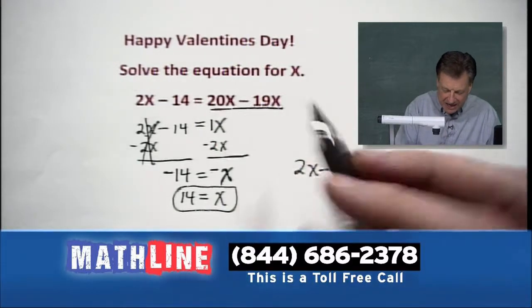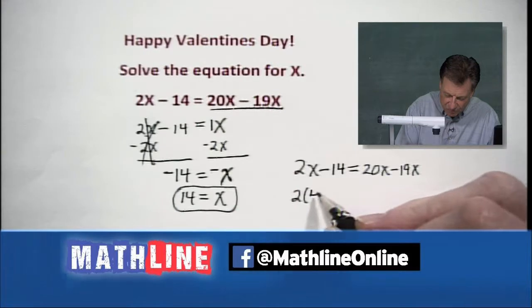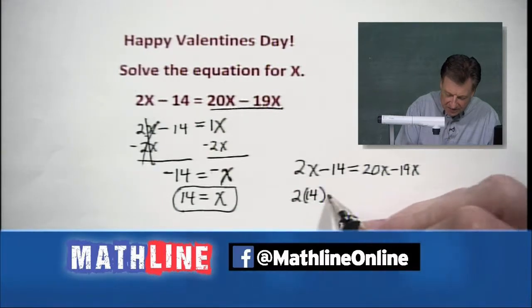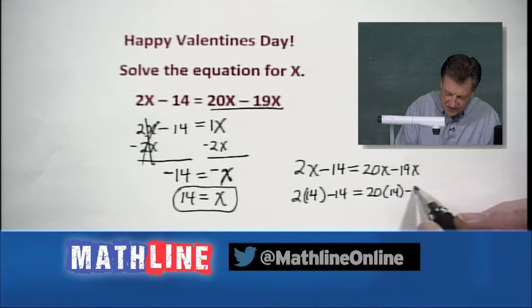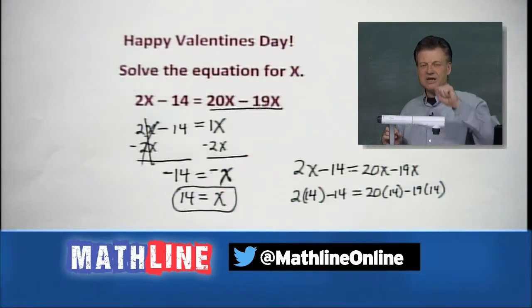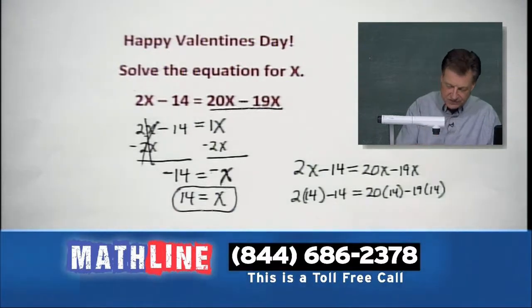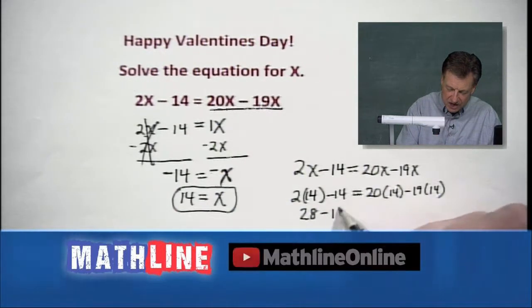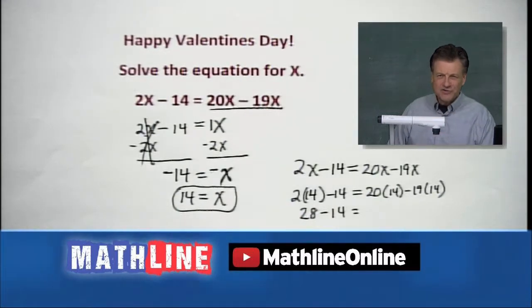We put a 14 back in place here. So we're going to have 2 times 14 minus 14 equals 20 times 14 minus 19 times 14. Now, that part's easy. 2 times 14 gives us 28. We're going to subtract the 14. Think about that a minute. You don't need to think about it, right? You already can tell the answer, can't you?